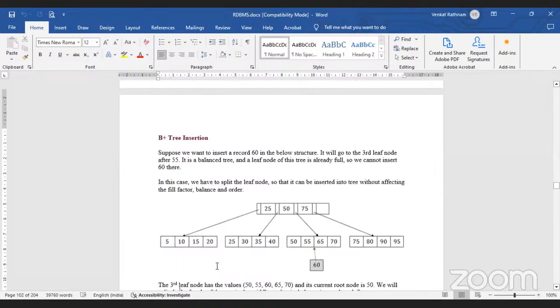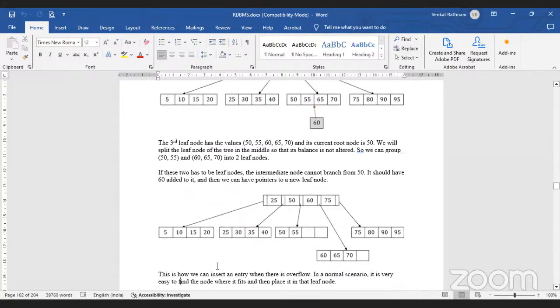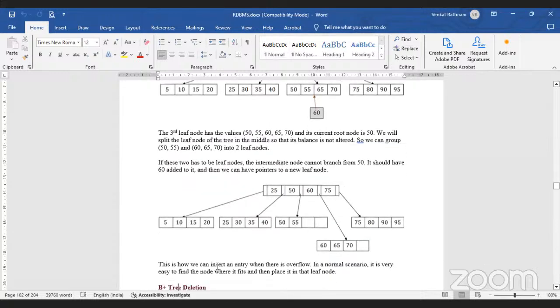This is the file organization. Regarding file organization, what is file organization? What are the types of file organization? What is indexing? What are the types of indexing methods? And what is B plus tree?